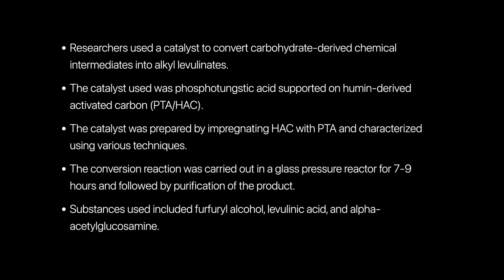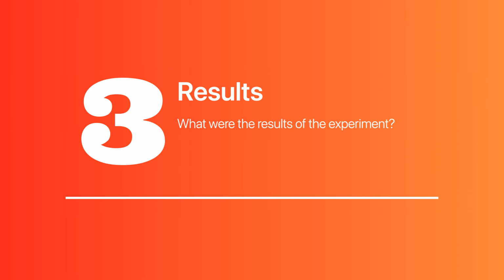2. How did they conduct their experiment? The researchers used a heterogeneous acid catalyst, phosphotungstic acid supported on humin-derived activated carbon (PTA/HOC), to convert carbohydrate-derived chemical intermediates, furfuryl alcohol, levulinic acid, and alpha-acetylglucosamine, into alkyl levulinates. They prepared the catalyst by impregnating HOC with PTA, and characterized it using techniques such as scanning electron microscopy, X-ray diffraction, Fourier transform infrared spectroscopy, and temperature-programmed desorption. For the catalytic conversion reaction, they charged the substrate, solvent, and catalyst into a glass pressure reactor and stirred it magnetically for 7 to 9 hours, followed by workup and purification of the product.